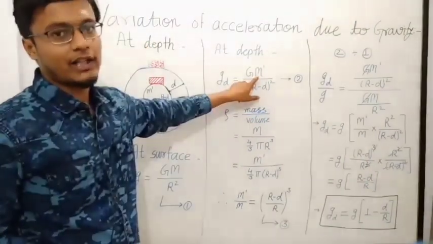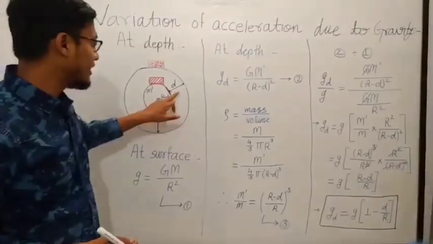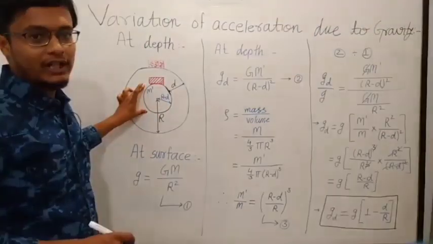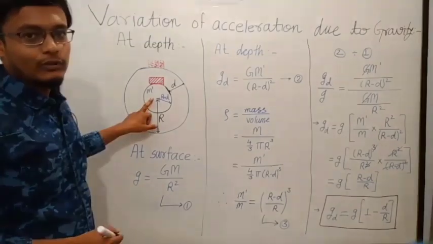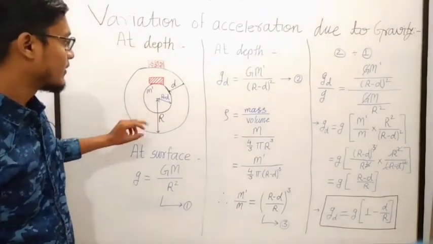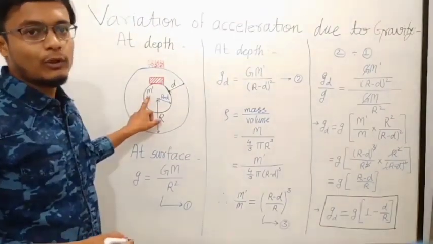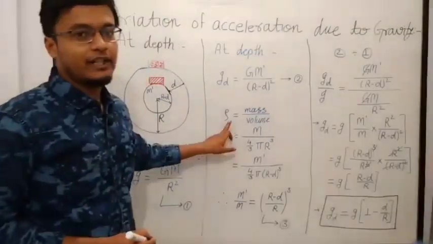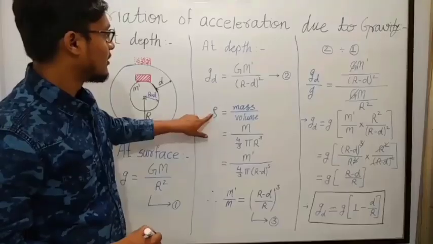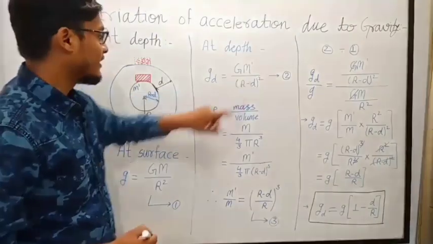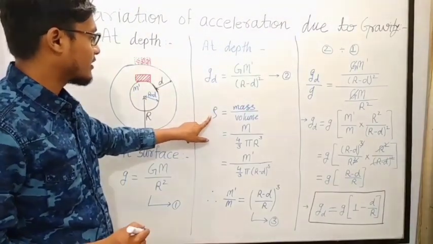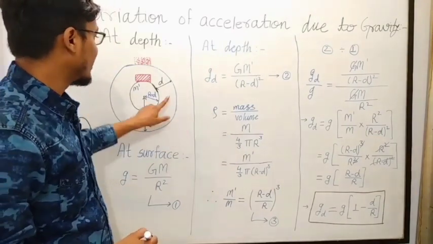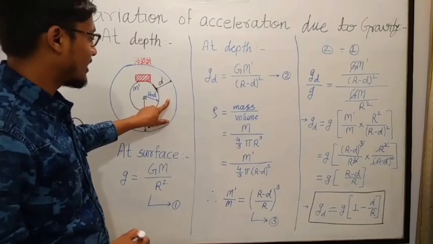Why have we taken M dash here? Because as we go inside the earth, the earth's size decreases, so automatically its mass will also change from M to M dash. Now first of all we have to calculate the new mass of the earth. So density is equal to mass by volume. For calculating the change in mass of the earth we have to calculate the density of the earth. Density is equal to mass by volume. First of all we will take the density of the complete earth.